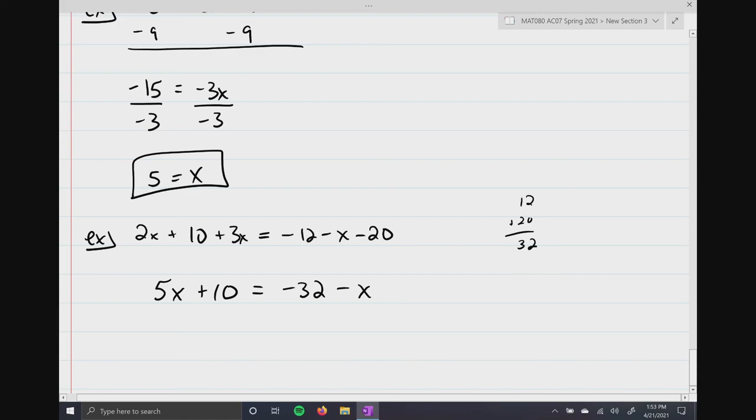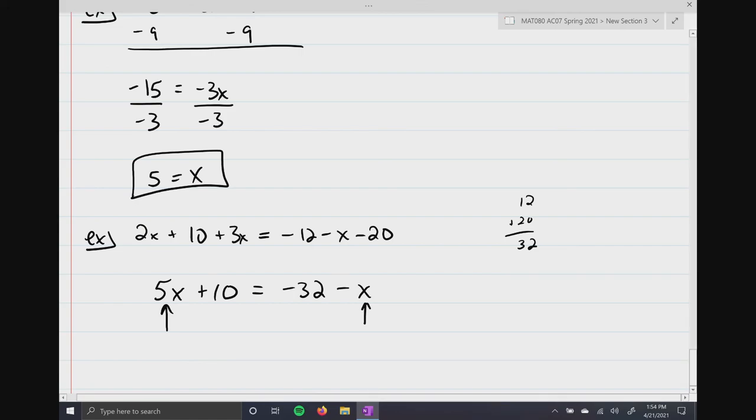Now step 4. We're going to get the variable terms on one side, constant terms on the opposite side. Now, hopefully you're looking at this and you're going, well, I have a variable term on the left side and I have a variable term on the opposite side. My thing is this. You can choose to move anything you want. In other words, you can move the 5x, you can move the 10, you could move the negative 32, or you can move the negative x. Nobody cares. The only thing we care about is, did you do it properly? Did you follow the math rules?